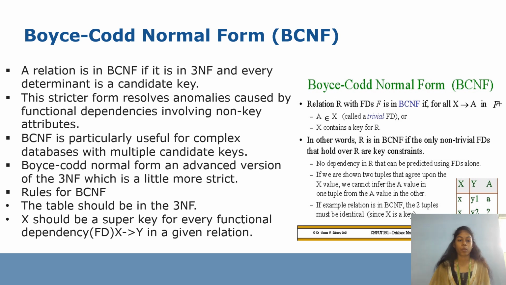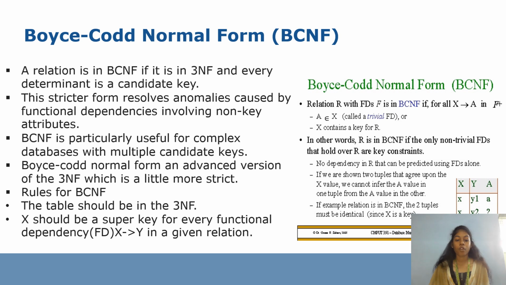And the Boyce-Codd normal form, BCNF. A relation is in BCNF if it is in 3NF and every determinant is a candidate key. This structure resolves anomalies caused by the functional dependencies involving non-key attributes. BCNF is particularly useful for complex databases with multiple candidate keys.